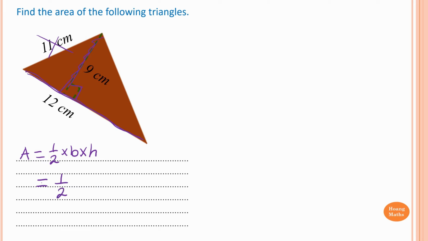So a half times base, which is 12, times 9. So half of 12 is 6. 6 times 9 is 54. And don't forget the units. Square centimeters.